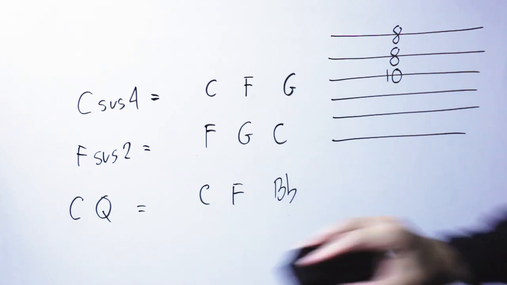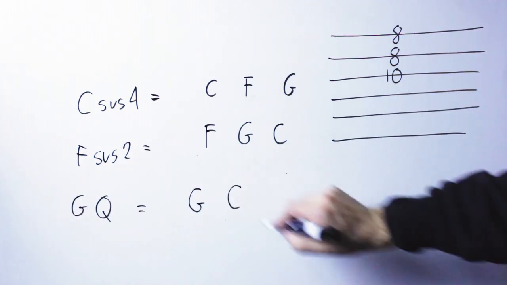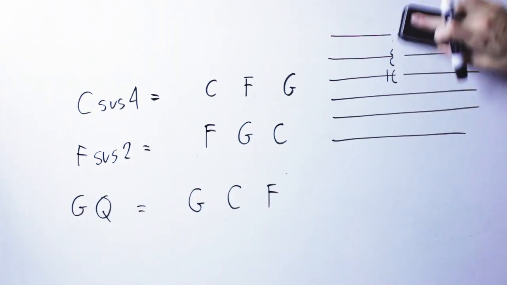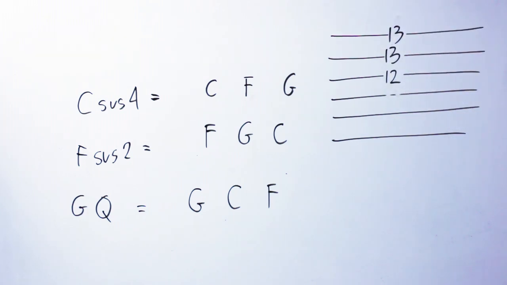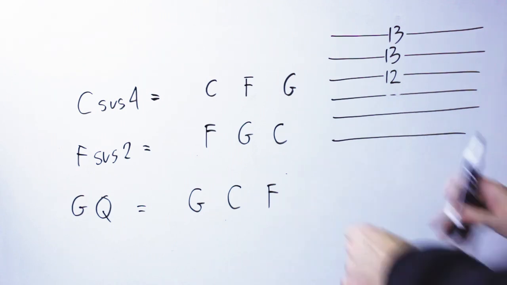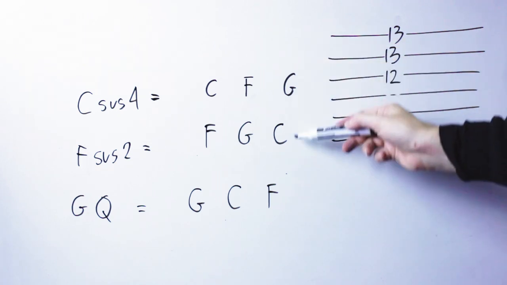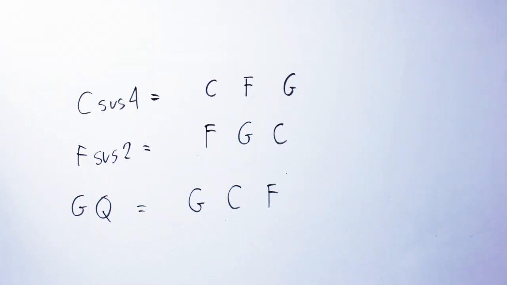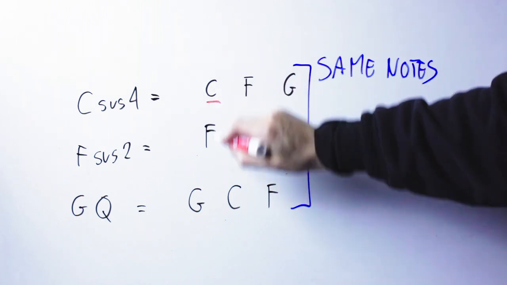What about the quartal chord? Rather than C quartal, let me write G quartal built only with perfect fourths. Well, the notes are going to be G, up a perfect fourth, C, up a perfect fourth, F. And again, the G quartal chord has exactly the same notes as the C suspended fourth and the F suspended second. So all those chords have exactly the same notes, and the only difference between them is that they are an inversion of each other, or if you want, that we consider a different note to be the root of the chord.